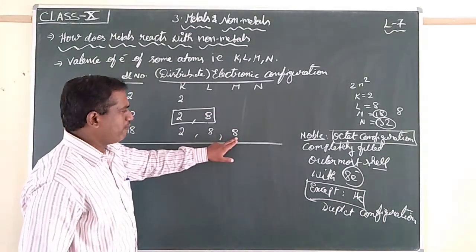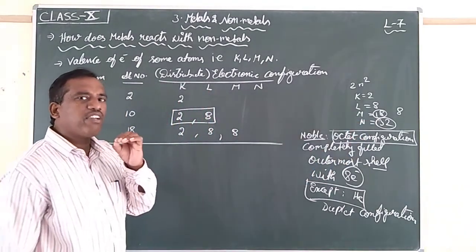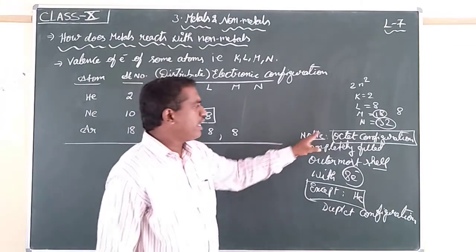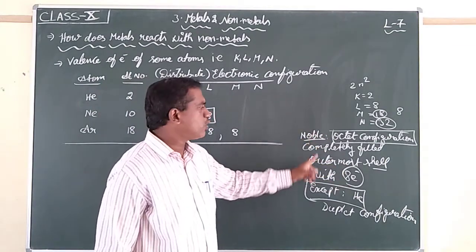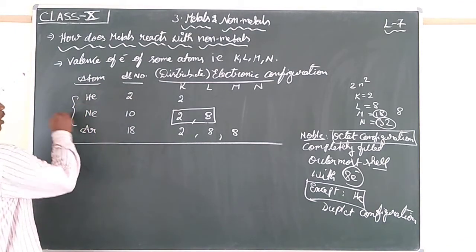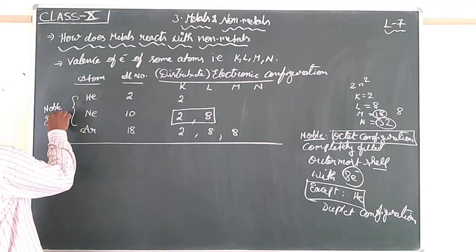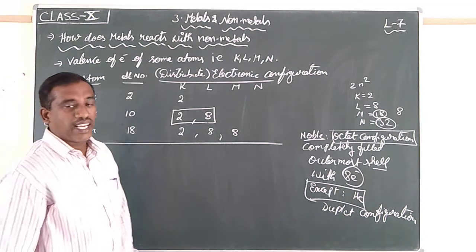Outermost shell is M. M capacity is 18. But if it is having minimum 8, it is said to be octet configuration. So it is the noble gas electronic configuration. So what are all these called? These are all called noble gases.